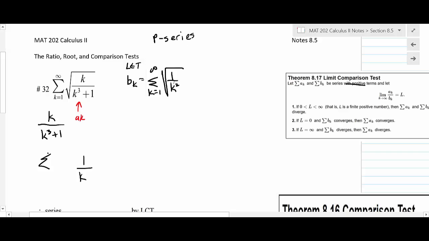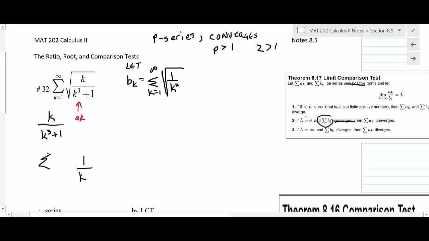Okay, so that is a P series. And does that P series that I chose converge or diverge? Converges, how come? Because P is greater than 1, right? P is that exponent, okay? So the 2 is greater than 1. Now if you read what the limit comparison test does, what we've established is that the series we're comparing it to converges.